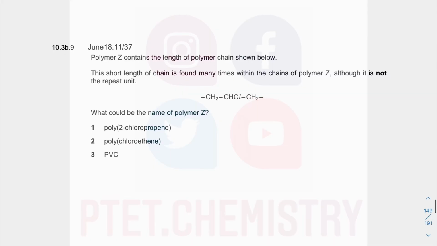The next question, so polymer Z contains the length of that polymer chain. This short chain of polymer is found many times within the chain, although it is not a repeat unit, but you found it many times. All right, so what is the repeat unit and what are the potential possibilities?